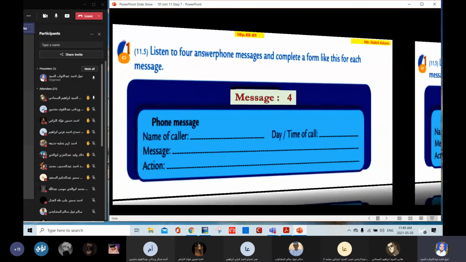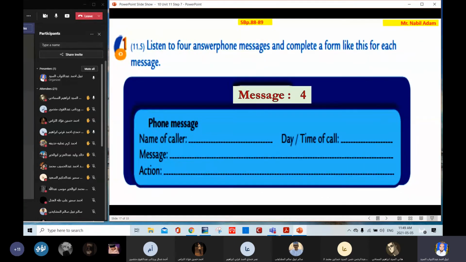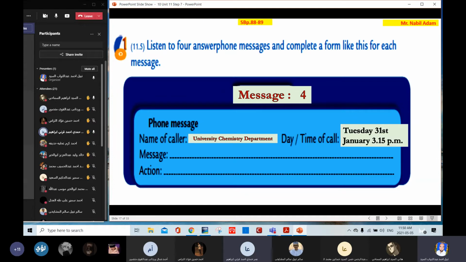the fourth message. Name of the caller? Nadia in the University Chemistry Department. So, not Nadia. Nadia is the recipient, who's going to get the call. So the name of the caller is the University Chemistry Department. Day and time of call. Tuesday, 31st January, 3:15 p.m. Yes. Good. What is the message about?